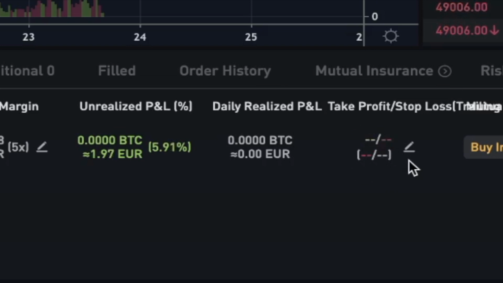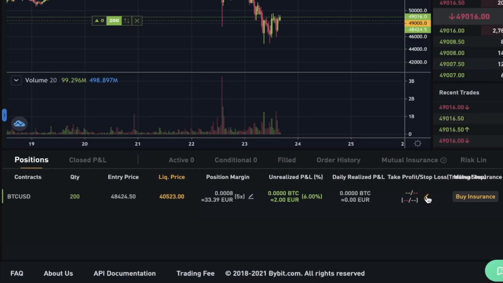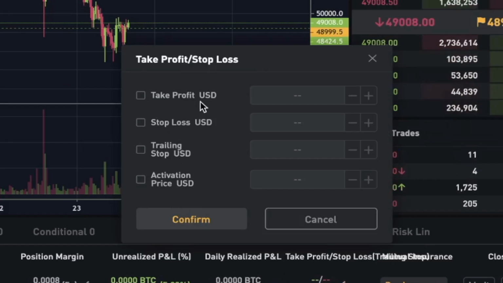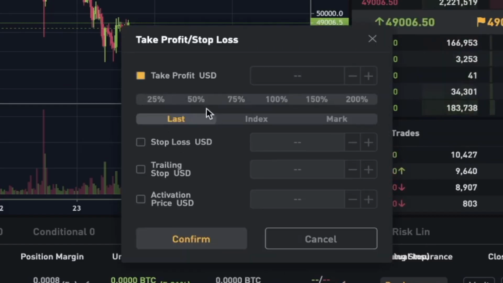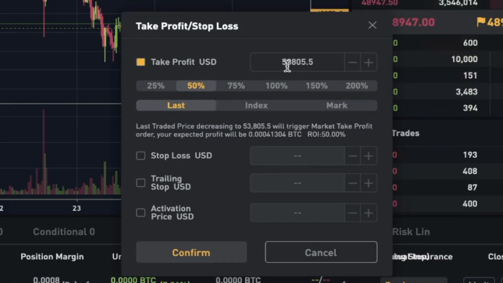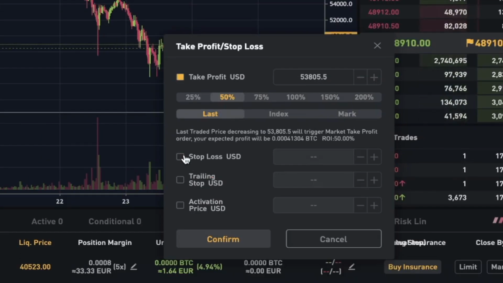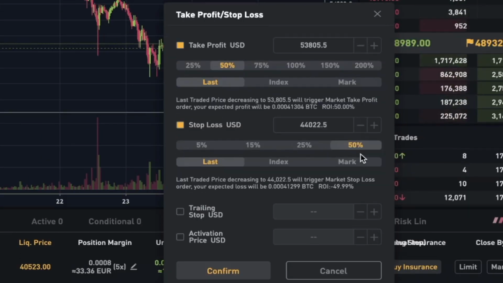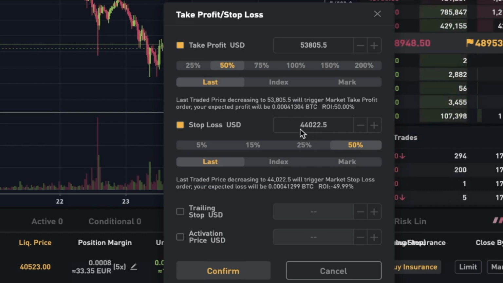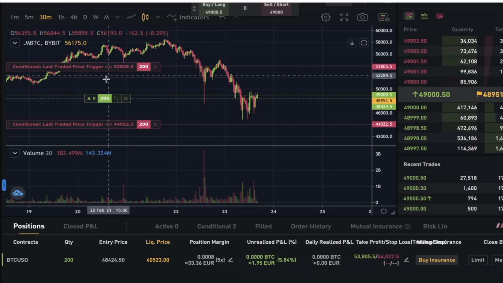So if it's not here, you just go and click into this pencil to edit your stop loss or your take profit. In this case, take profit, you will click here on the square, say at 50%. This means that when the price hits $53,800, you will gain 50% of what you are risking, and also place a stop loss, say 50% also. So if the price goes down to $44,000, this means that you'll be losing 50% of what you're risking. You can just click here and confirm, and here you can see the brackets.